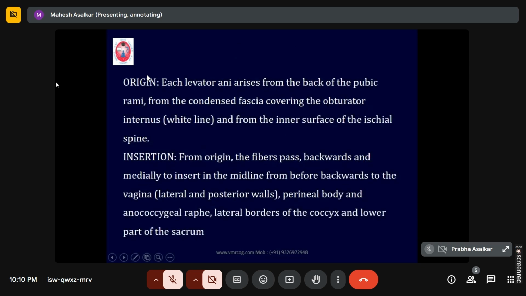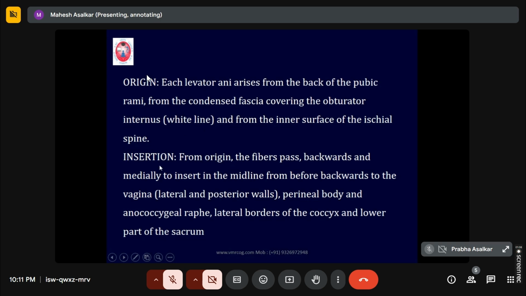Now, what is the origin of this levator ani? Each levator ani arises from the back of the pubic rami, from the condensed fascia covering the obturator internus, that is the white line, and from the inner surface of the ischial spine. So this is the origin of the levator ani.